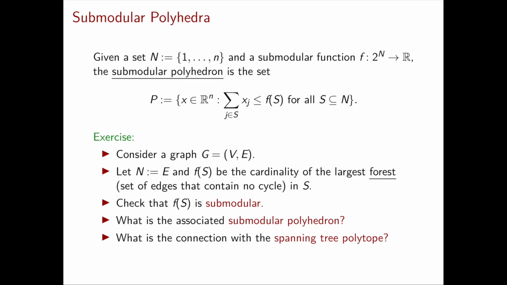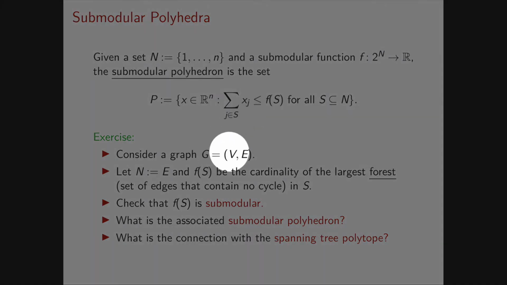I'm just going to give you an exercise here to understand how it links back with the spanning tree polytope. I don't want to tell you too much. I think this is a very interesting exercise. So look at a graph as always, G equals (V, E), and take N, the set capital N that we look at in submodular functions, and this has to be the set of edges.